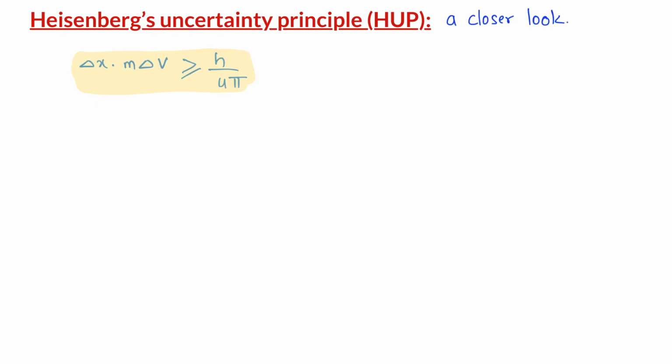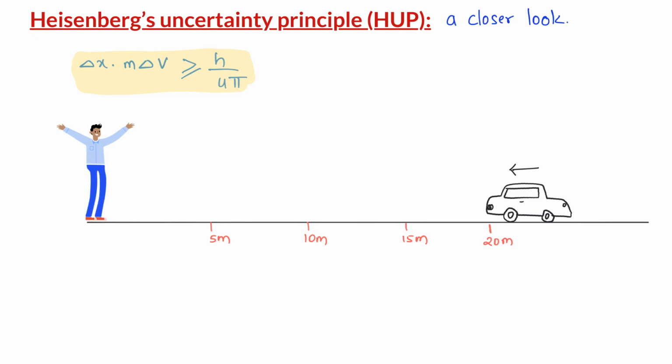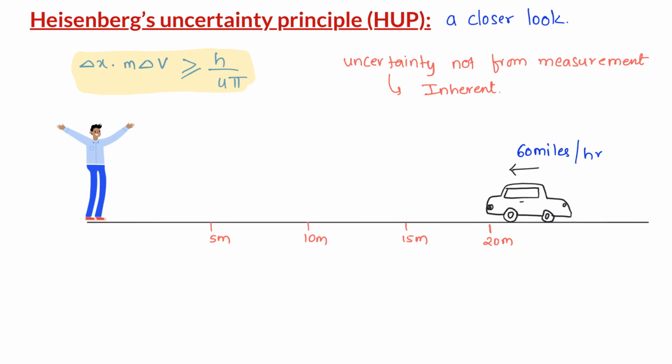Let us take a closer look at the equation and understand what each of these terms mean. Let us say you are standing at a signal to cross the road and a car is moving towards you. At a particular instant, the car is 20 meters away from you and traveling at 60 miles per hour. According to Heisenberg, there is inherent uncertainty both in the position and velocity of the car. This uncertainty is not because of a measurement, but it is inherent uncertainty associated with the car.